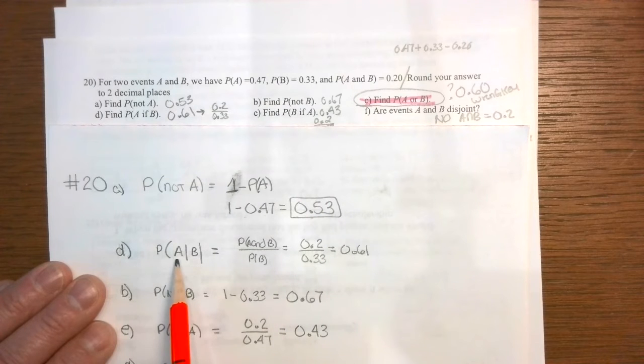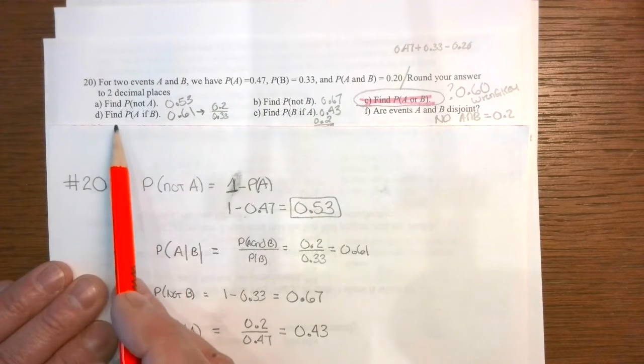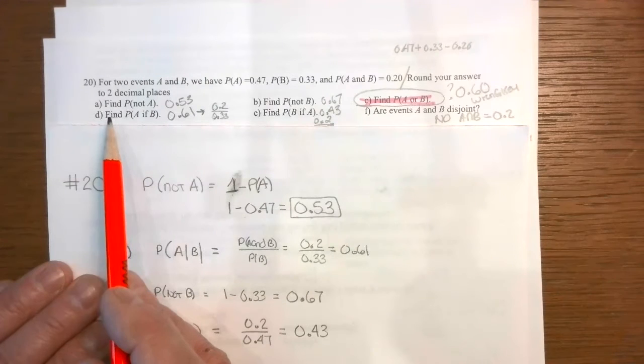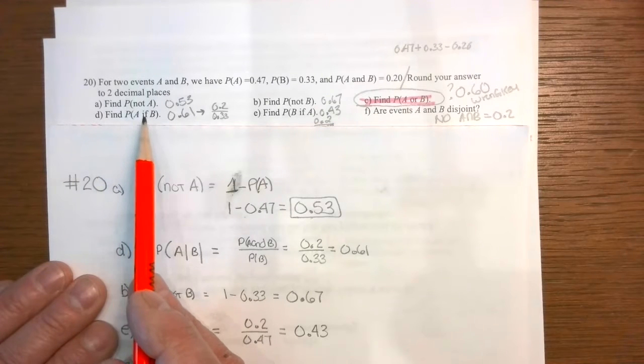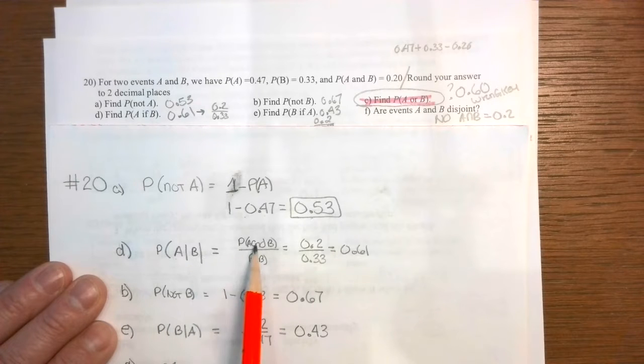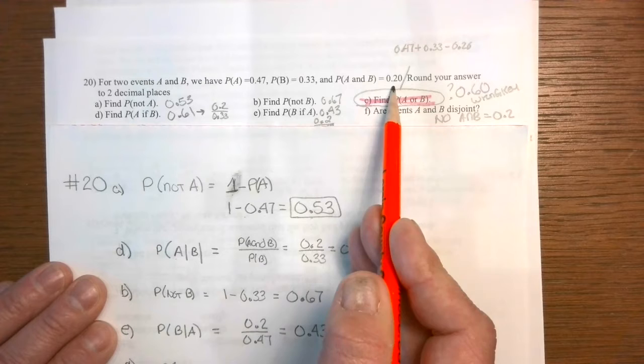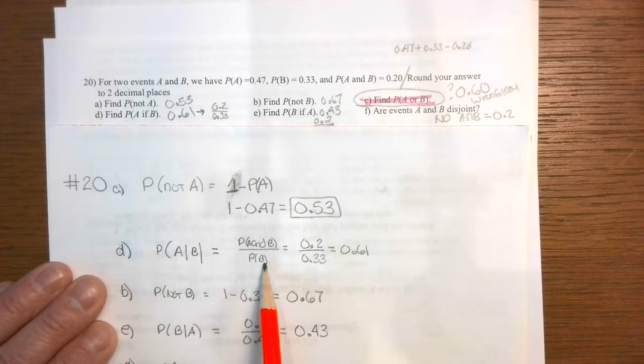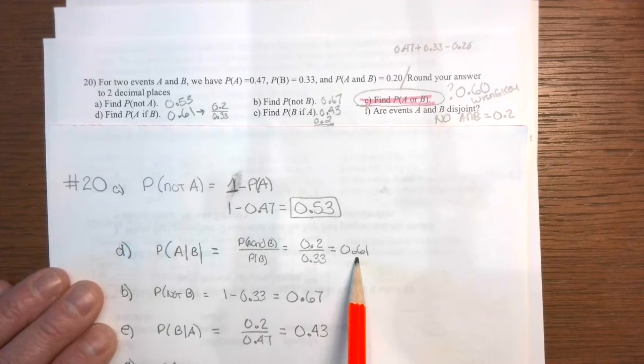To get the probability, and I jumped around here, I'm sorry, I went to D to find the probability of A if B. Okay, remember I told you I was going to write A given B. So the probability of A if B is A and B, 0.20, comes from right there, divided by the probability of B, well, the probability of B was given at 0.33. So 0.2 divided by 0.33 is 0.61.